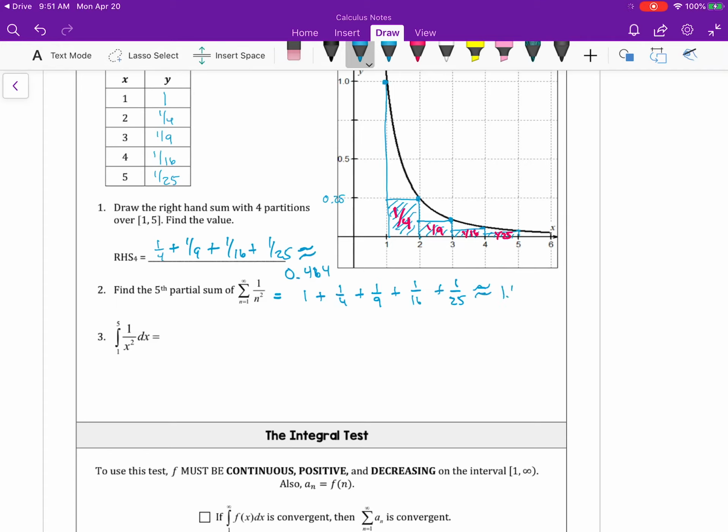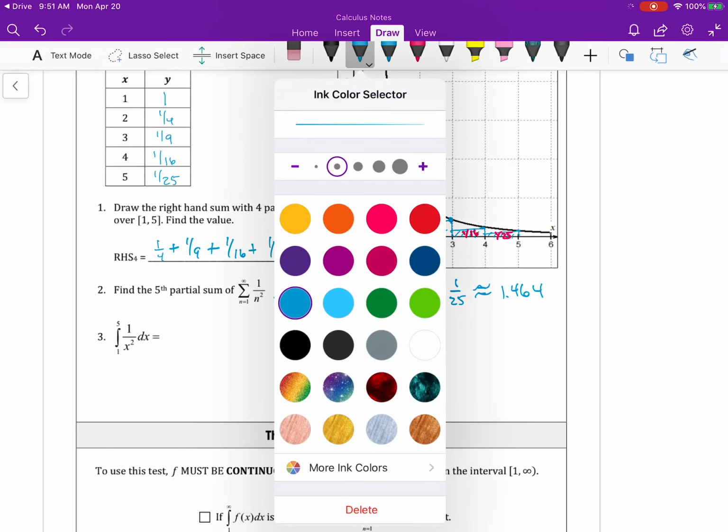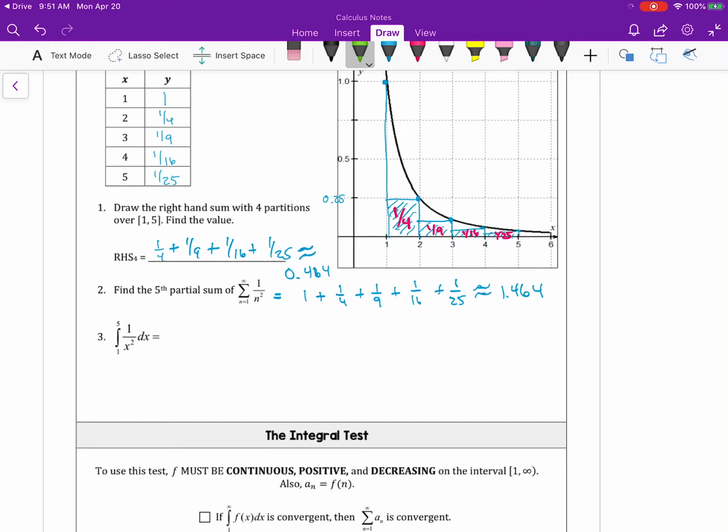So for this one, our fifth partial sum, we're going to say if I put a 1 in, I get 1. If I put a 2 in, I get 1/4. If I put a 3 in, I get 1/9. If I put a 4 in, I get 1/16. If I put a 5 in, I get 1/25. And so my fifth partial sum is going to be approximately 1.464. And then for number 3, they want us to actually take the integral.